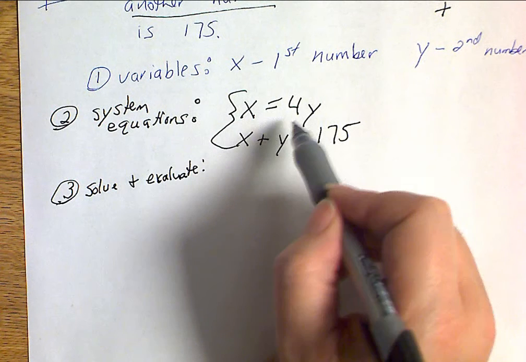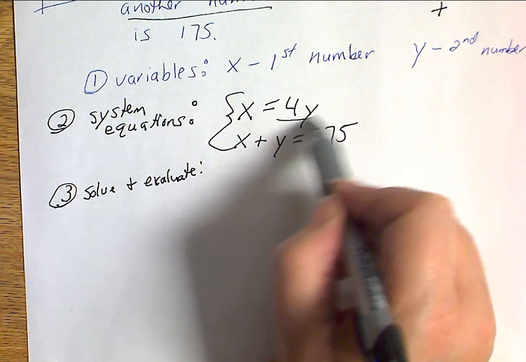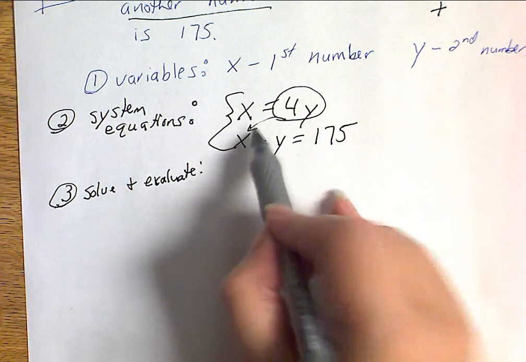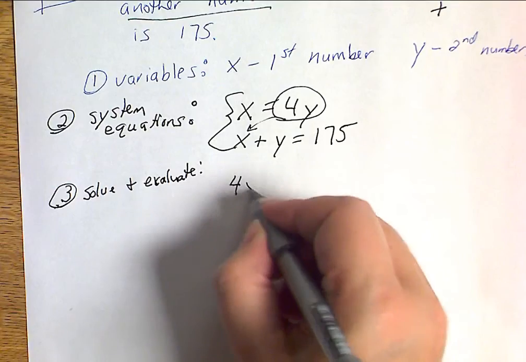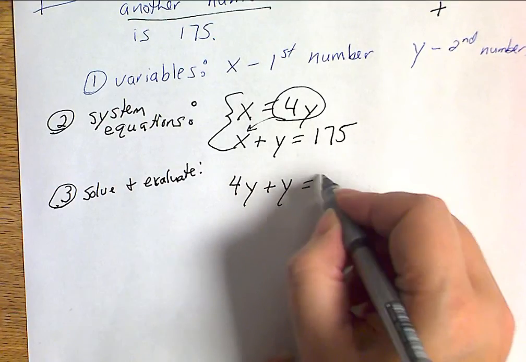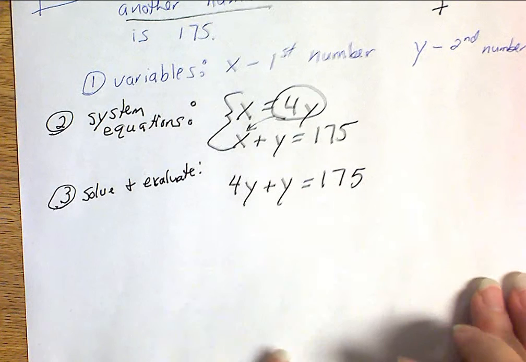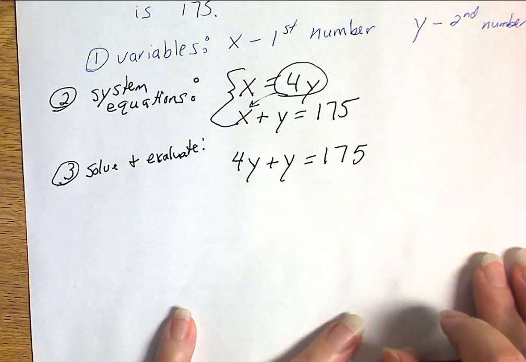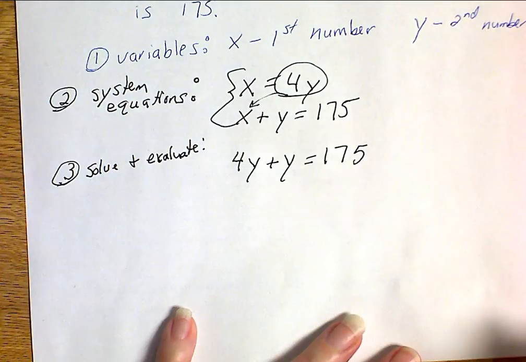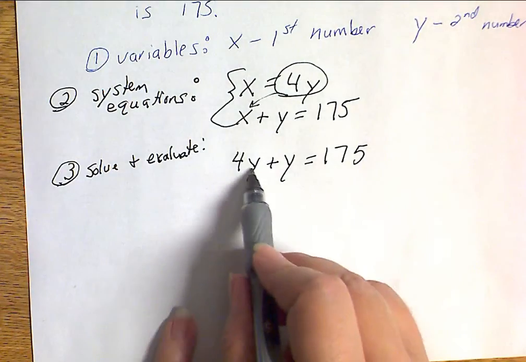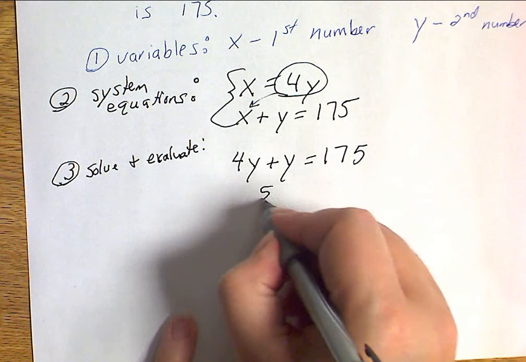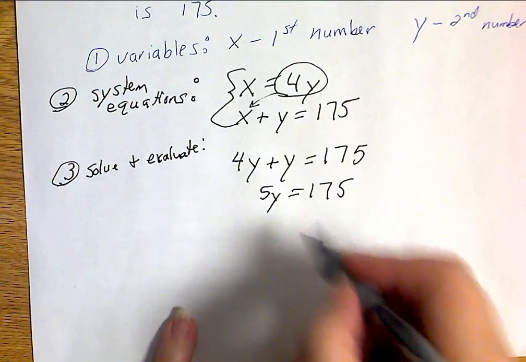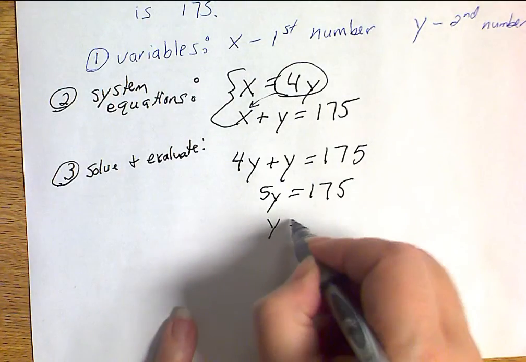We are going to use substitution. We're going to put this in for x. Wouldn't it be 5y equals 175? It's going to be. So we have 4y and 1y. So we have 5y is equal to 175. Y equals 35. Divide by 5. So y is 35.